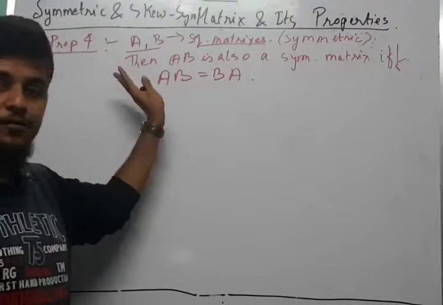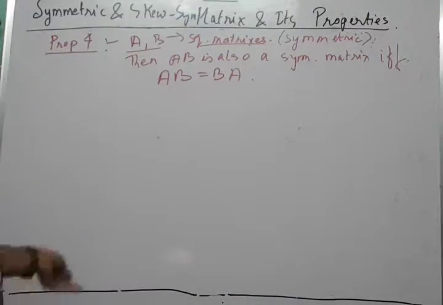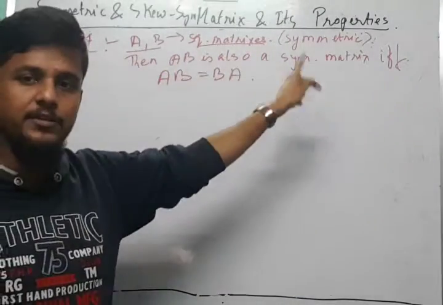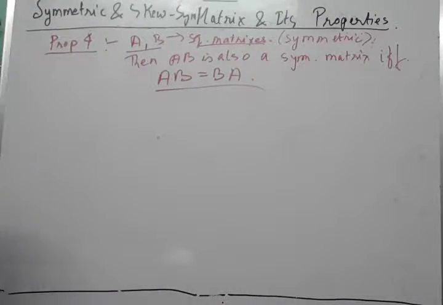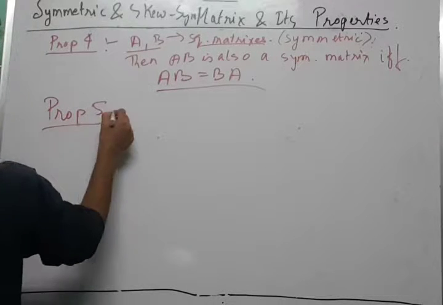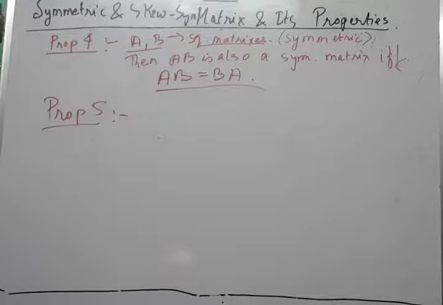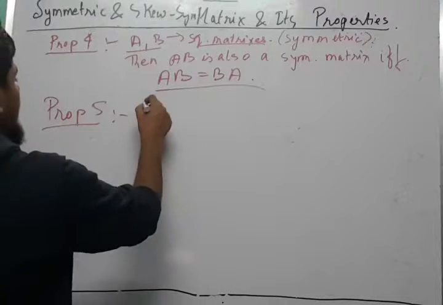So if we have two matrices A and B, which are square matrices and also symmetric, then in that case their product is also a symmetric matrix if and only if AB is equal to BA. This is property 4. And the next property will be property 5, is that suppose we have the matrix A.